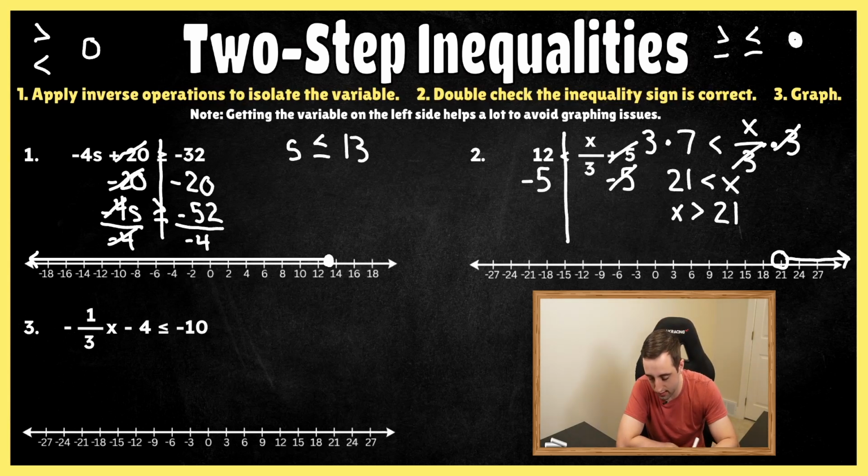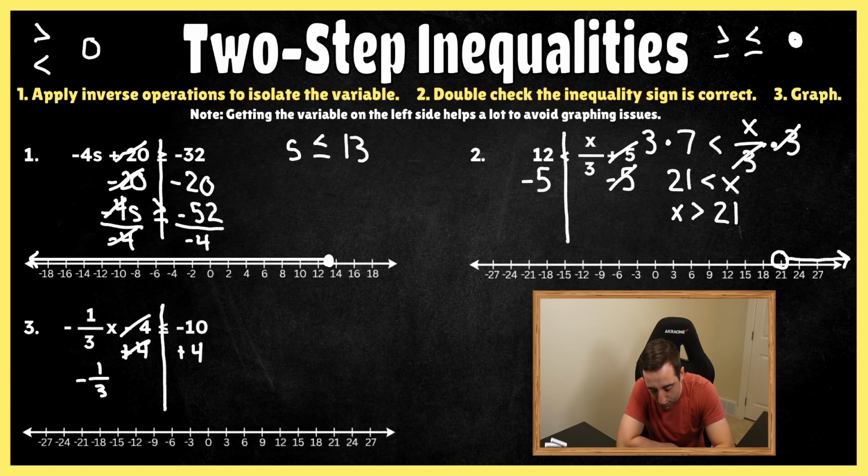And let's go ahead into the last one before you have a couple to try out on your own. This one's a little bit tougher. So we're going to draw a line separating the left and the right side. Let's get rid of the one that doesn't have the variable, which is the minus 4. So let's add 4 to both sides. These are going to cancel. We're left with negative 1/3 x is less than or equal to negative 6.